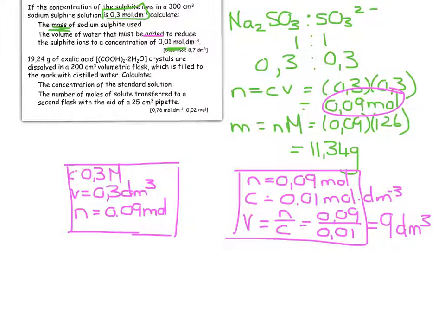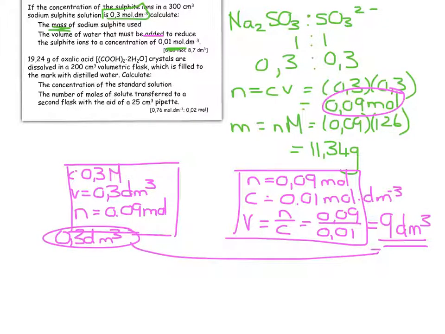But that's the full volume. I already had 0,3 decimeters cubed in over here, so I have to subtract it from there to see what water I'm going to add. So 9 minus 0,3 is going to be equal to 8,7 decimeters cubed that I need to add to this solution over here in order to dilute it from being a 0,3 molar solution into being a 0,01 molar solution.